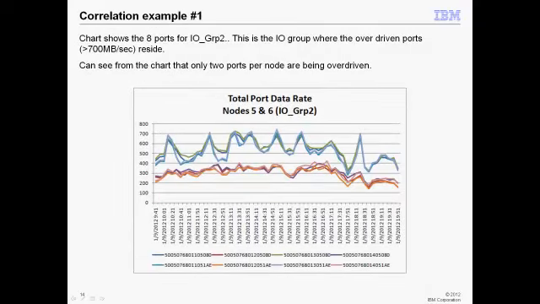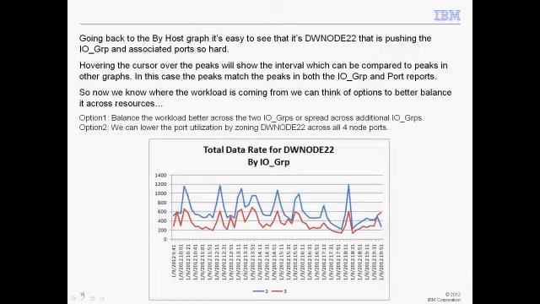Now I'll take you through a correlation example. This chart shows the 8 ports for I/O group 2, which contains the 4 ports that are being overdriven. If we're to do anything about this problem, we will need to know where this workload's coming from. Going back to the by host graph, it's easy to see that it's host DW node 22 that is pushing the I/O group and associated ports so hard.